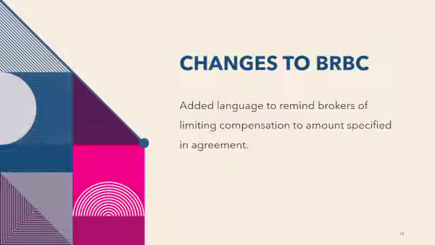Okay, so let's get back to some forms that we use all the time. And again, there are revisions and changes to a lot of different forms, and you have the list. I'm just going to touch on the everyday ones that we use, which are the BRBC, the RLA, and the RPA. No big changes, just a few small ones. The change to the BRBC is they added language to remind brokers of listing compensation to the amount specified in the agreement.